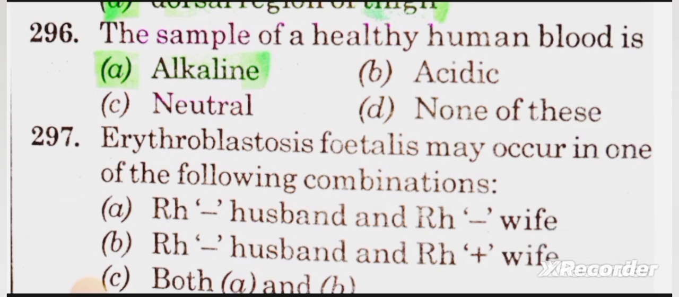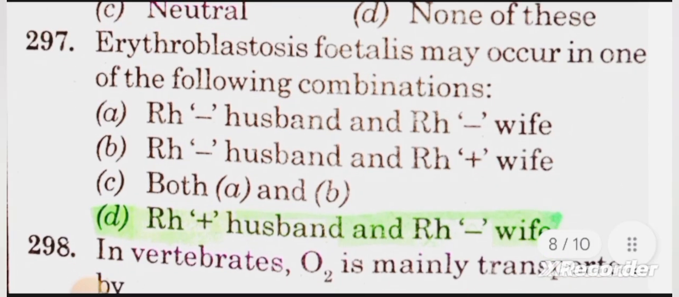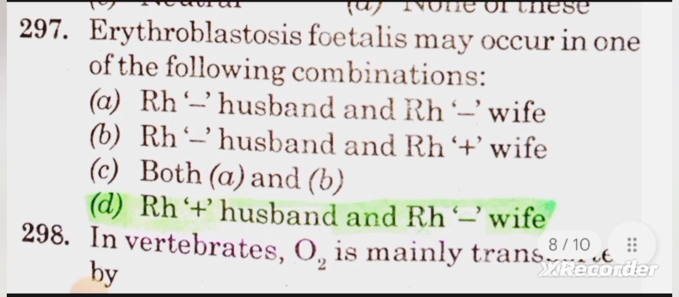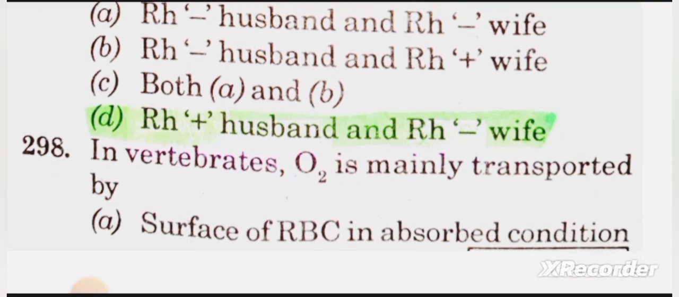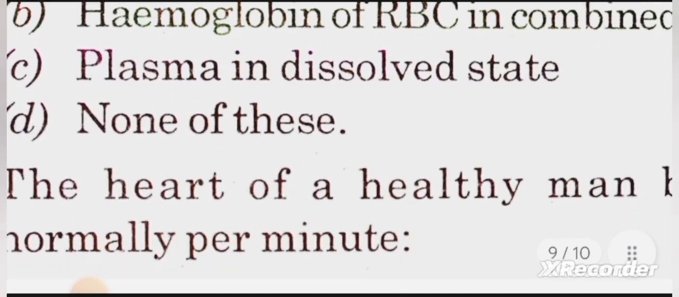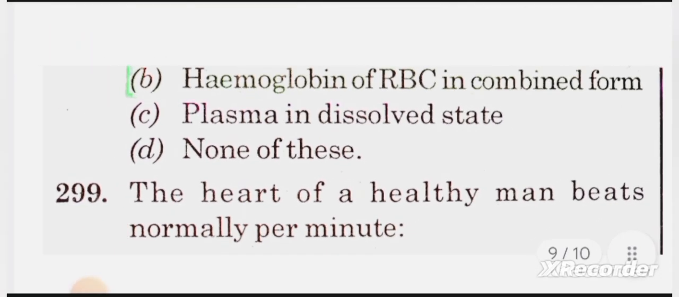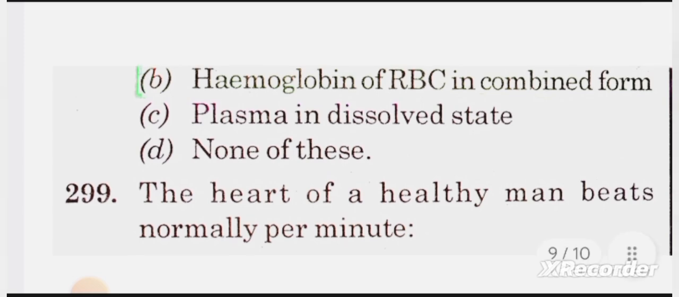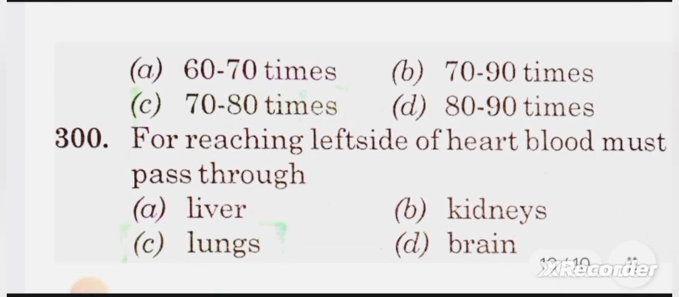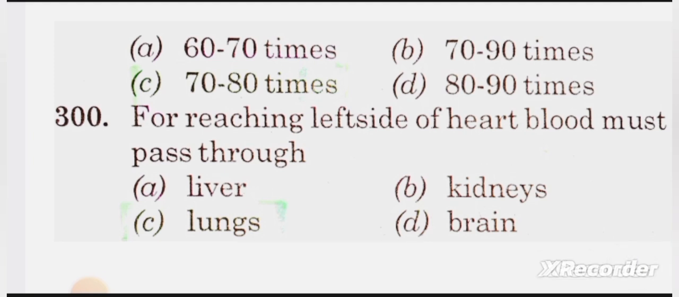Next, 296. The sample of a healthy human blood is answer A, alkaline. Next, 297. Erythroblastosis fetalis may occur in one of the following combinations. Answer D, Rh plus husband, Rh negative wife. Next, 298. In vertebrates, O2 is mainly transported by answer B, hemoglobin of RBC in combined form. Next, 299. The heart of a healthy man beats normally per minute. Answer: 70 to 80 times.